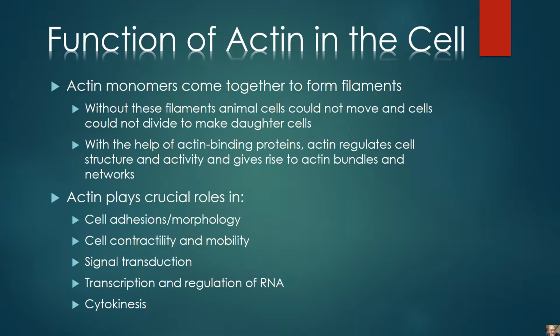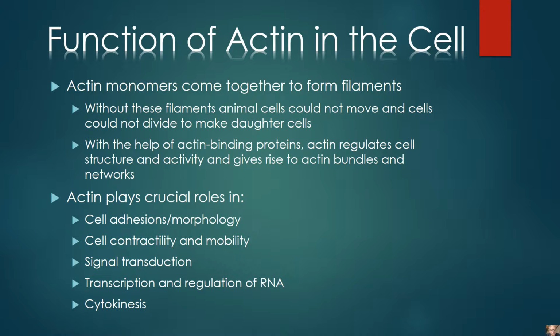Functions of actin in the cell. Actin monomers come together to form filaments, as previously stated. Without these filaments, animal cells could not move, and cells could not divide to make daughter cells. With the help of actin binding proteins, actin regulates cell structure and activity and gives rise to actin bundles and networks. These actin bundles and networks, which we're going to learn about a little bit later, are what drive cells to form tissues or form rings that will split a cell into two daughter cells.